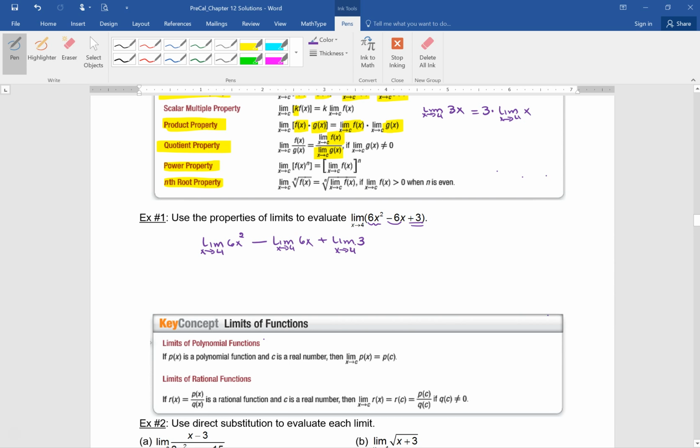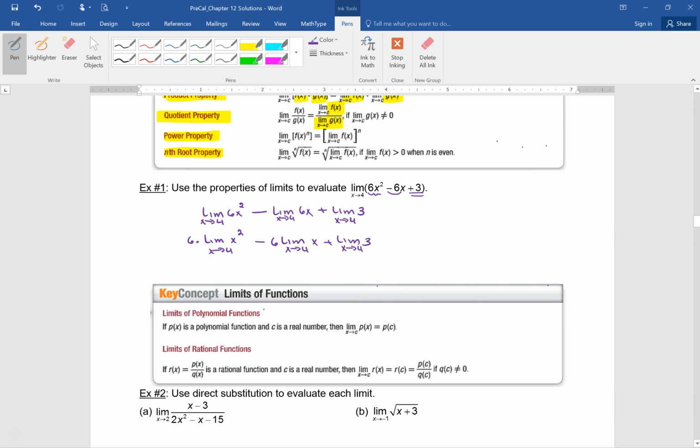Now what I can do is take the constants out. So here this is 6 times the limit of x squared as x approaches 4, minus 6 times the limit as x approaches 4 of x, plus the limit as x approaches 4 of 3. Now, when you've got only a constant, so the limit of a constant, a number, the answer is just that number. So that's just 3.